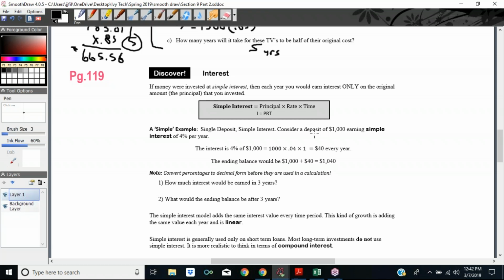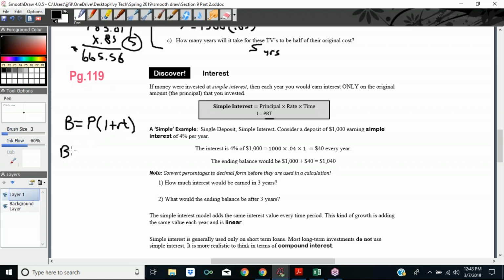So on page 119, it asks us to take a look at interest. The first thing we have is simple interest, and the interest amount is the principal times the rate times the time. Now the balance isn't given to us here as a formula, but the balance is the principal times 1 plus the rate times the time. That's one formula for it.